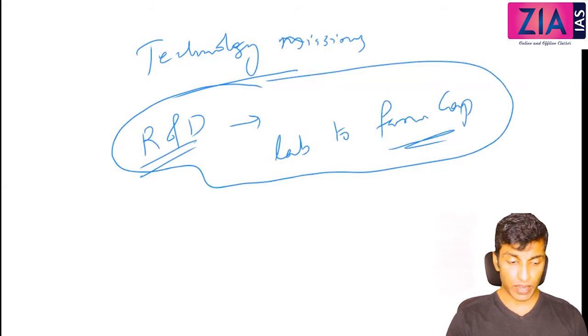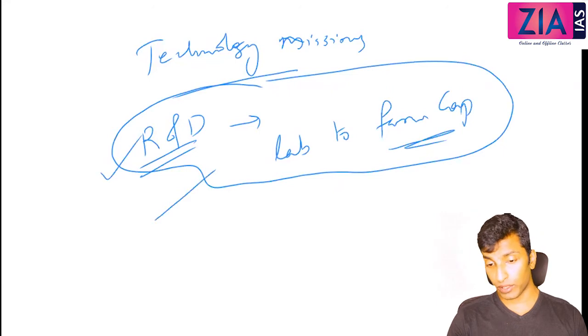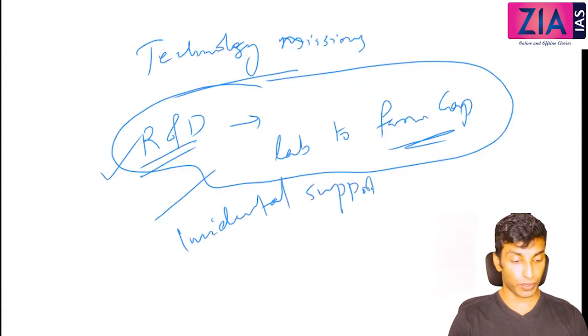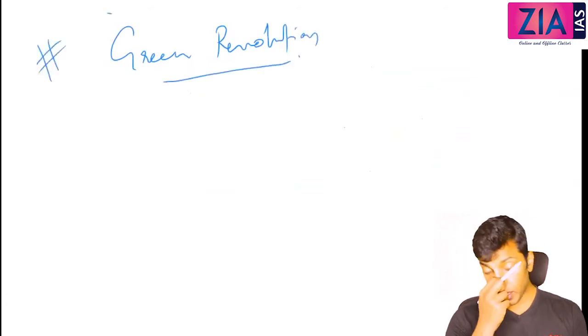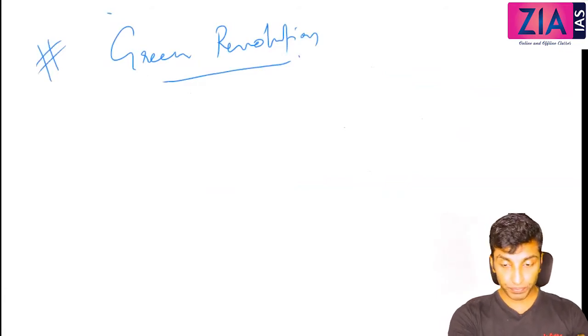So R&D is very important. Agriculture extension you can write under that, and various support. One more point you can write, incidental support. Now the most important one that we need to discuss here is green revolution. My objective is basically to discuss this one only. The question will be asked in mains. Chances are so high.